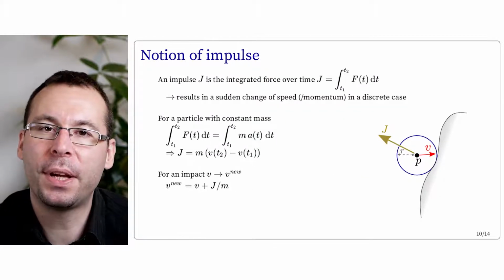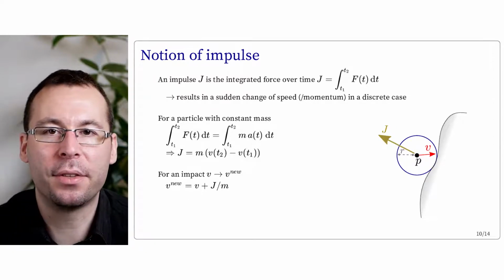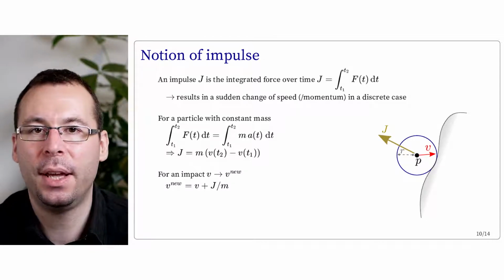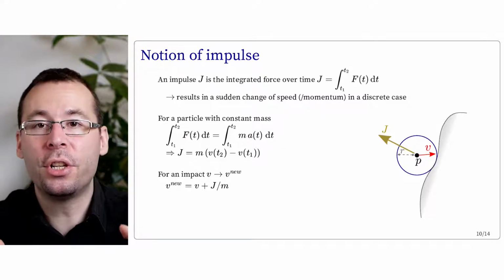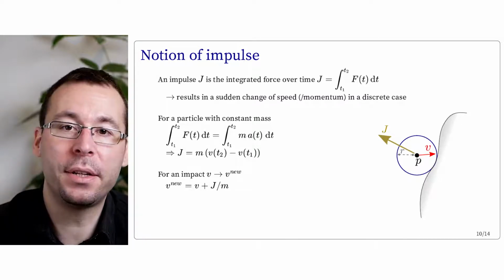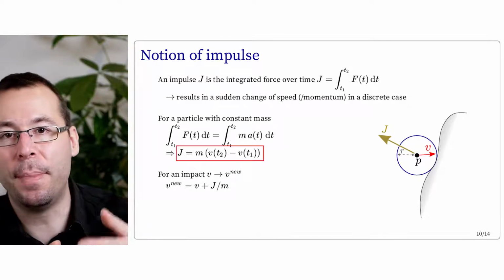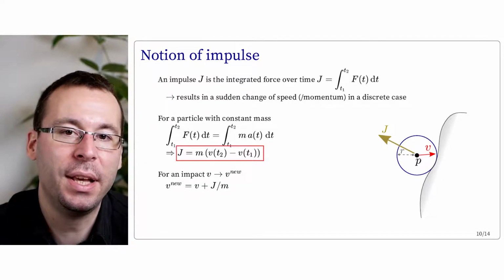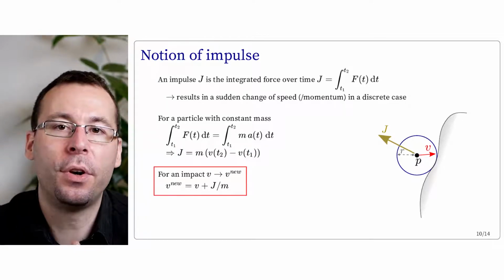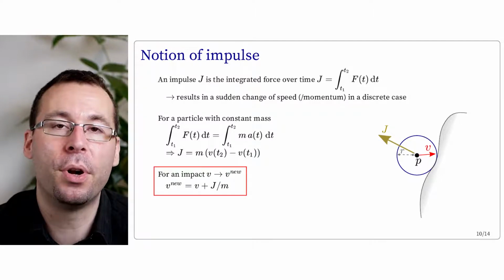So, to find the actual effect we should apply, we go back to the notion of impulse. We remind that the impulse J is the integral of a force over time. And an impulse is able to model a sudden change of velocity, typically happening during a collision. For a particle with constant mass, the integral of the force between t1 and t2 is equal to the mass times the difference between the velocity at time t2 and t1. So for an impact, we have the new velocity, which is equal to the old velocity plus the impulse divided by m.